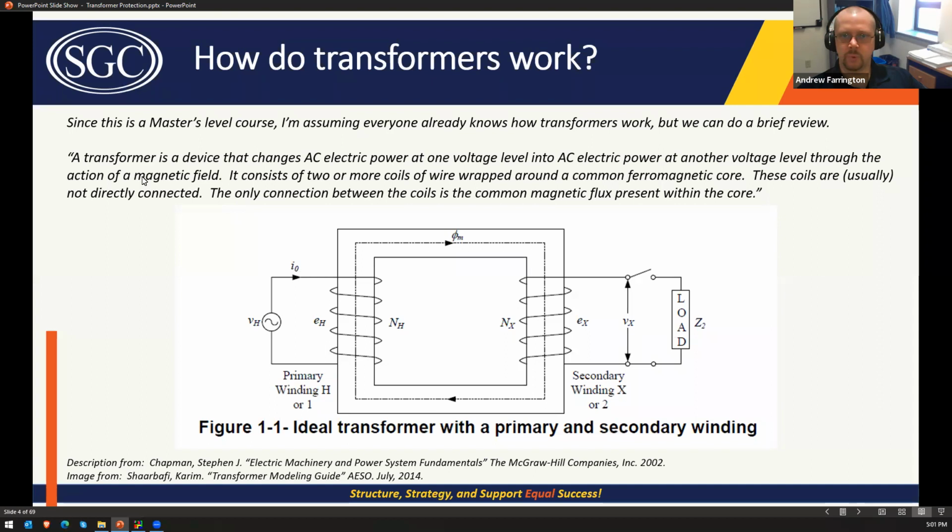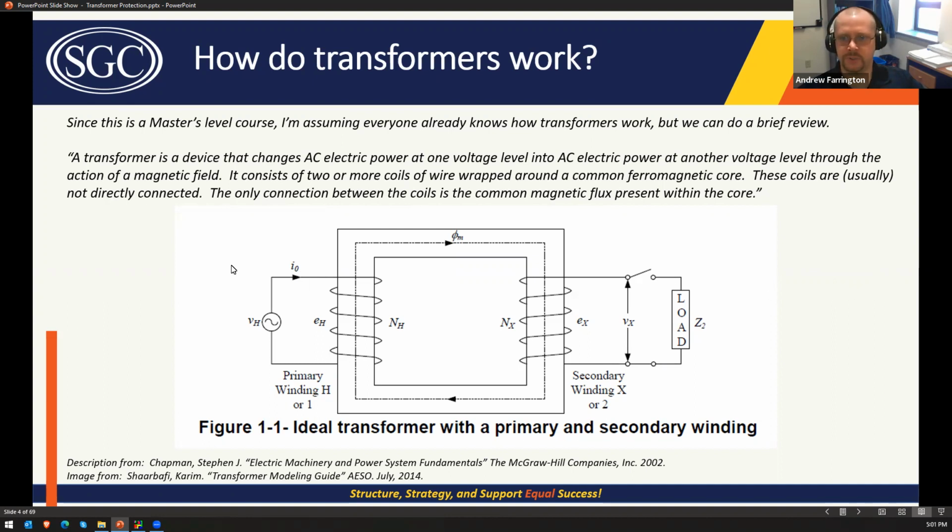How do transformers work? Given that this is a master's level course, I'm assuming everybody has a general understanding of how transformers work. So we're just going to breeze through this, but I wanted to be thorough and have everything in here in case there was somebody that didn't have all of the same information. So we'll just do a brief review.